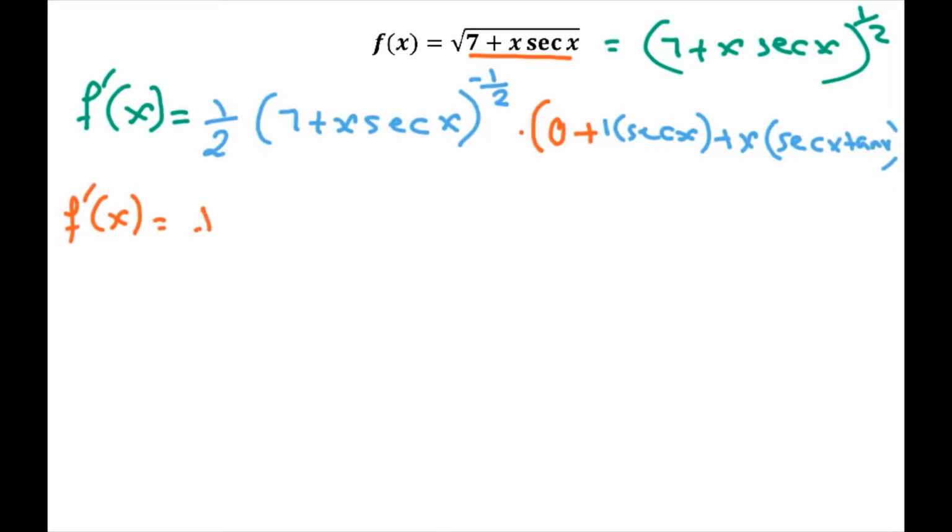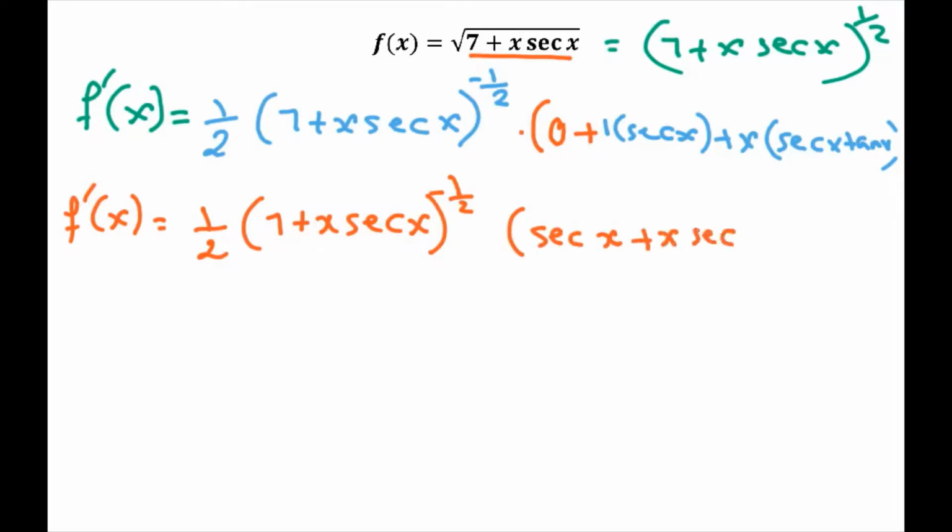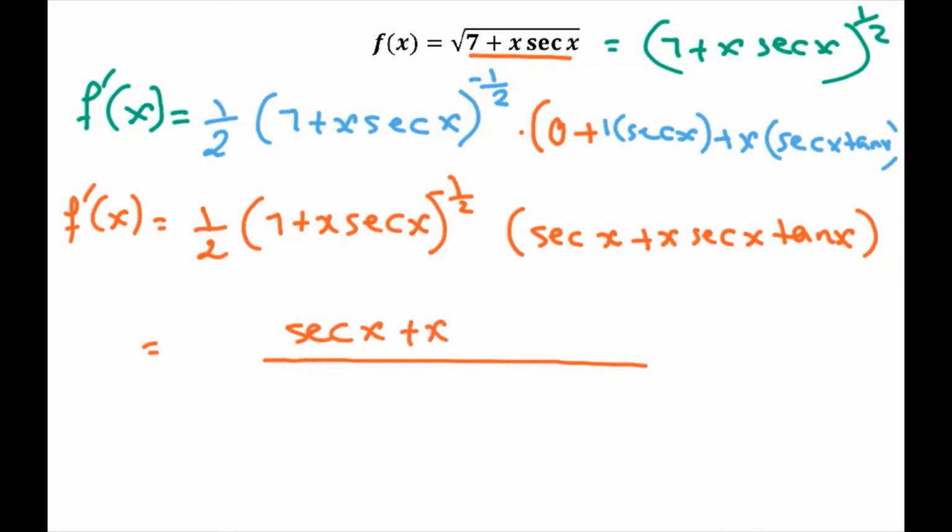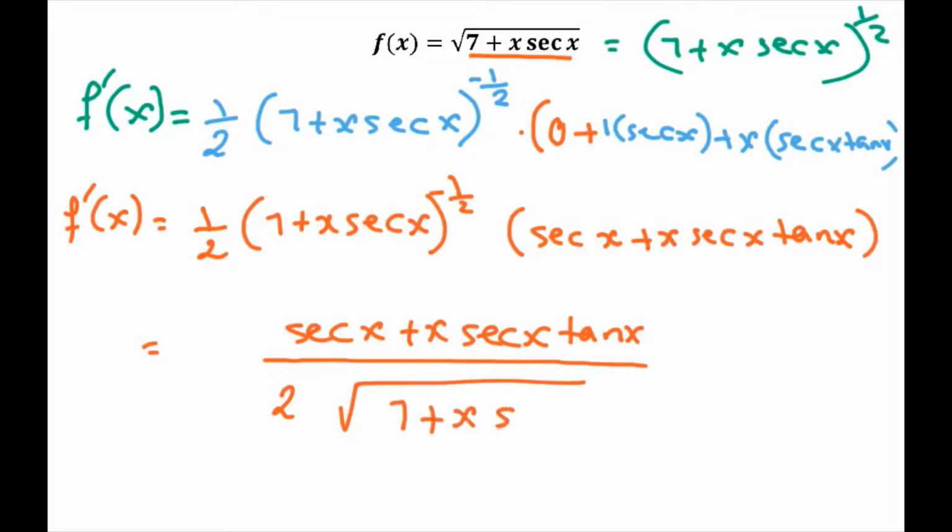Okay, it's going to be 1/2 times (7 plus x secant x) to the power of negative 1/2, and that's going to be multiplied by secant x plus x secant x tangent x. Now you can simplify more. The numerator will be secant x plus x secant x tangent x over 2 square root of 7 plus x secant x.